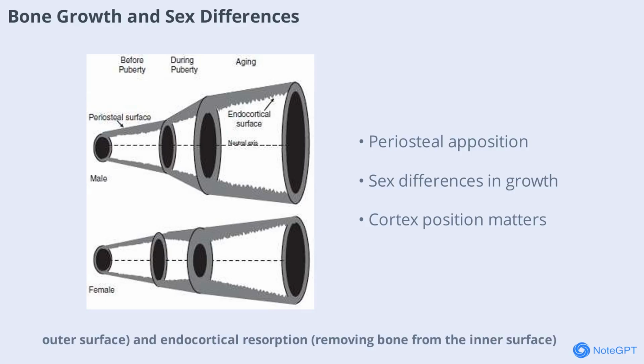Bone growth involves both periosteal apposition, adding bone to the outer surface, and endocortical resorption, removing bone from the inner surface. During growth, the cortex thickens and the medullary cavity enlarges, increasing stiffness. Females typically complete growth earlier, resulting in smaller bones, but cortical thickness is similar between sexes. The position of the cortex relative to the neutral axis differs, affecting mechanical properties.